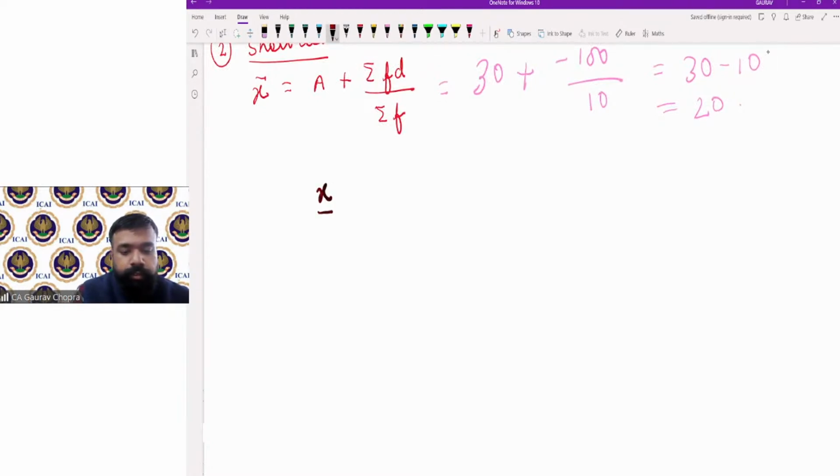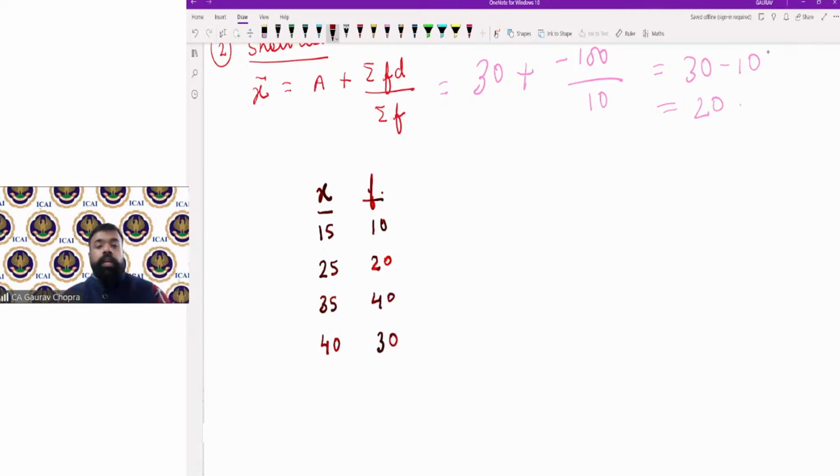X is 15, 25, 35, 40. Frequency is 10, 20, 40, 30. Now you have to answer what is the arithmetic mean. So I'm waiting for your answer. Just apply the calculator tricks and answer will be on your screen.